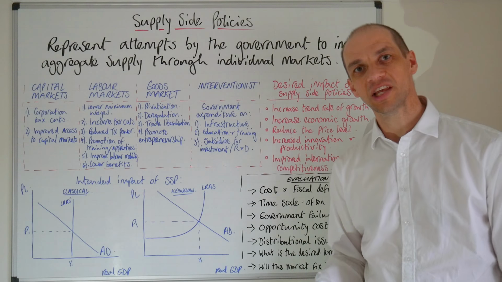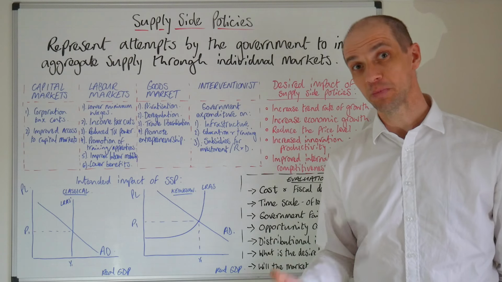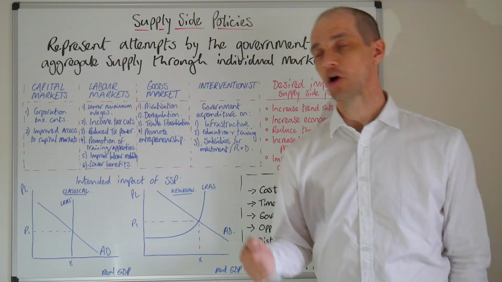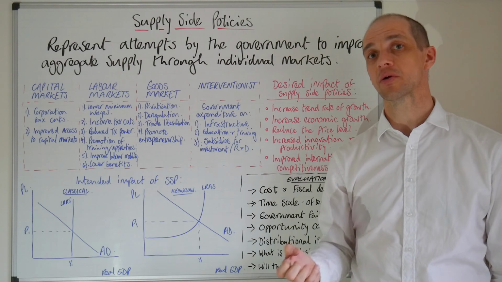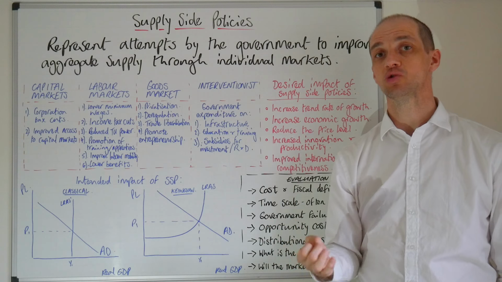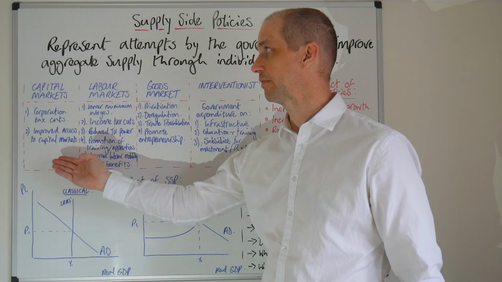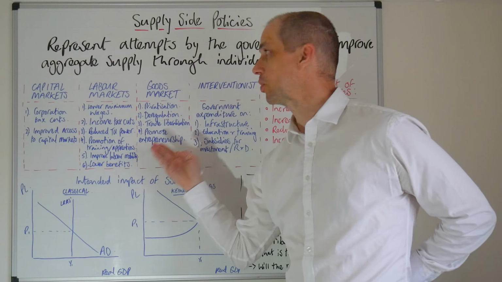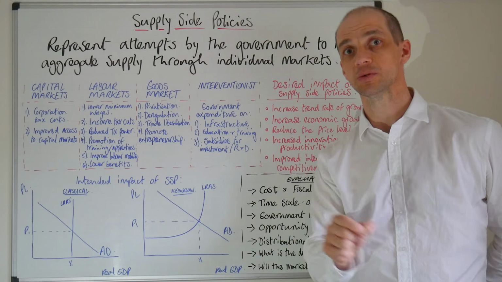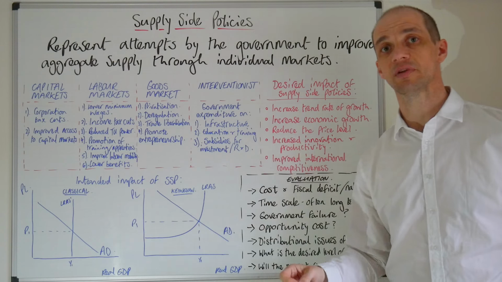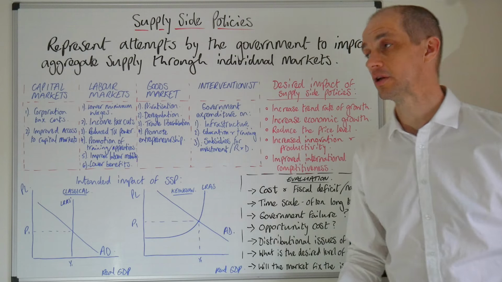Hi everyone, so let's take a look at supply side policies, a really important area of macroeconomic policy undertaken by governments. These represent attempts by the government to improve aggregate supply through individual markets. They can either take place via market-based approaches, so we see for instance the capital markets, the labour markets and the goods markets. These are prime examples where supply side policies would be introduced, or alternatively they may be undertaken as a direct result of government intervention.